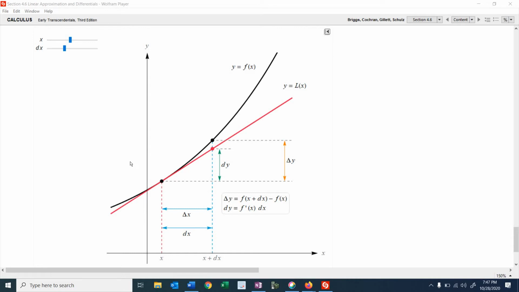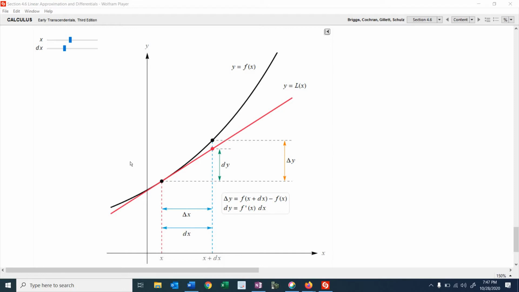Hello again. In this video, we're going to talk about differentials. In fact, we're going to talk about what is known as the differential change in x, labeled dx, and also the differential change in y, which is labeled as dy. And we're going to do this using the linearization process that we talked about in the previous videos. Okay, so let me show you how we come up with dx and dy.